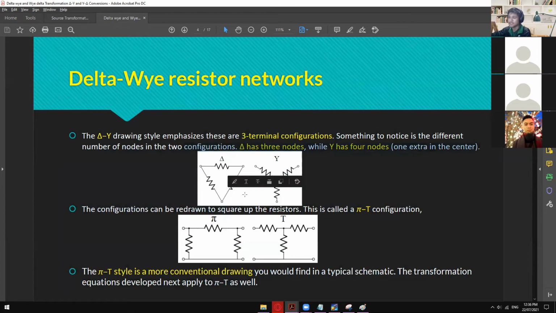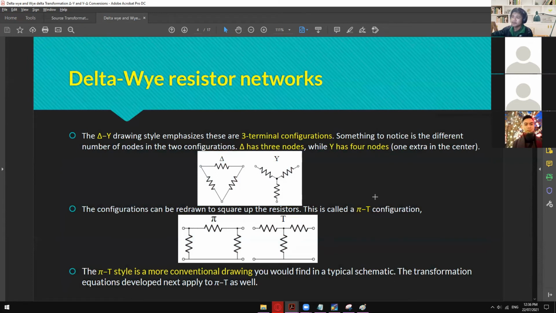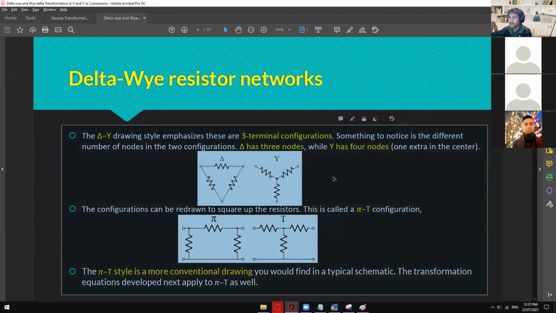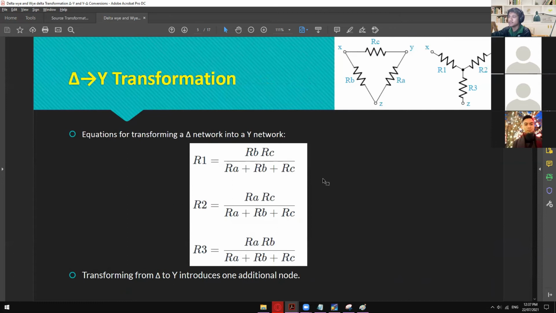This one on top. It's just that it may confuse you, because initially you will be given a pi configuration. It's not directly a delta configuration, because once it's in delta, it's very quick. It's just one step and then you'll be able to convert that into a Y configuration. So initially, they will always give us this pi or T configuration, and then your goal is to transform that into a delta configuration. Well, anyway, let's move on to the next one.